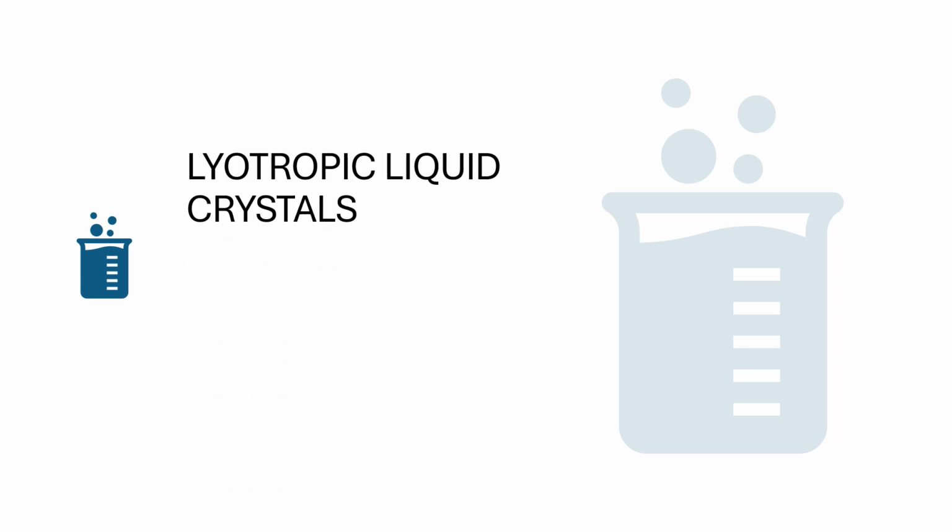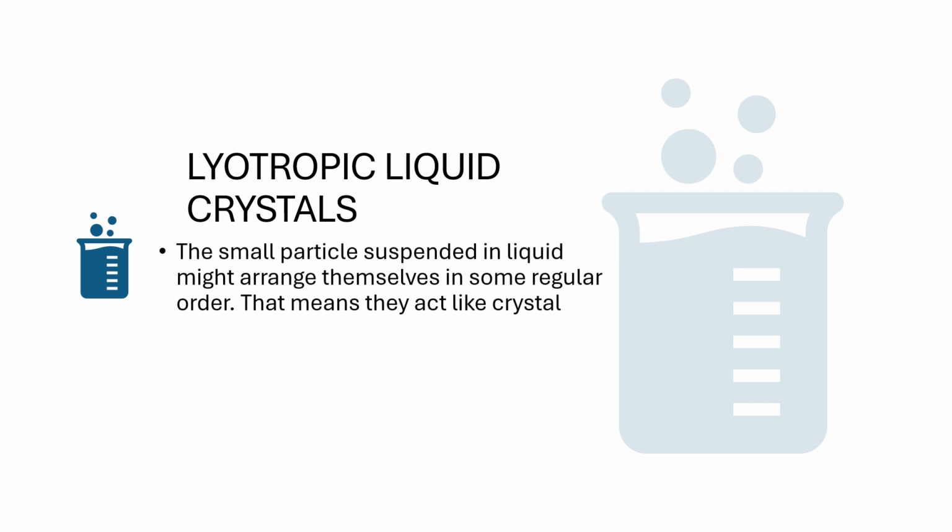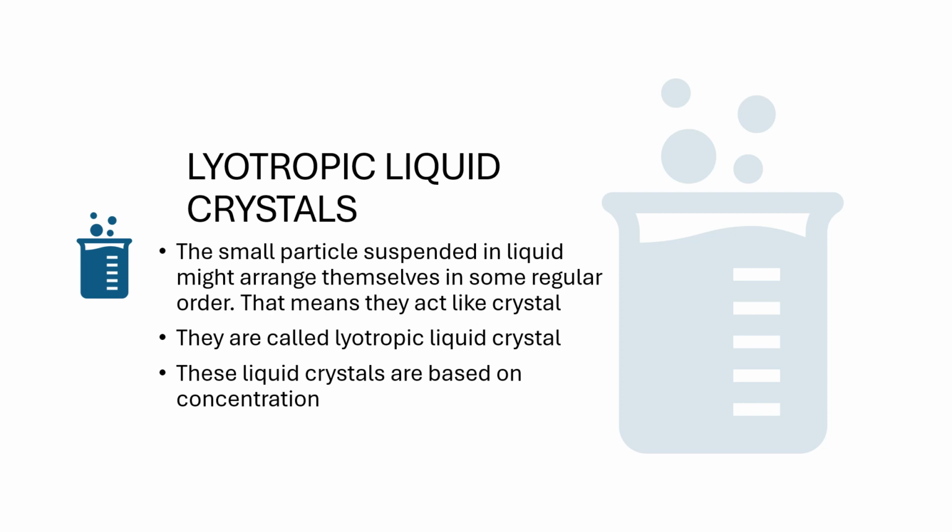Another type is lyotropic liquid crystals. Small particles suspended in a liquid might arrange themselves in some regular order. That means they act like crystals. They are called lyotropic liquid crystals. These liquid crystals are based on concentration. An example is the formation of micelles.